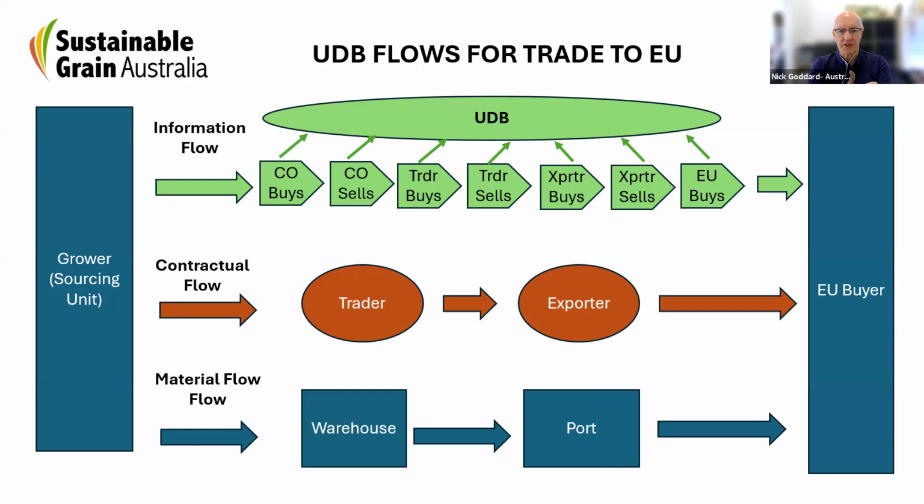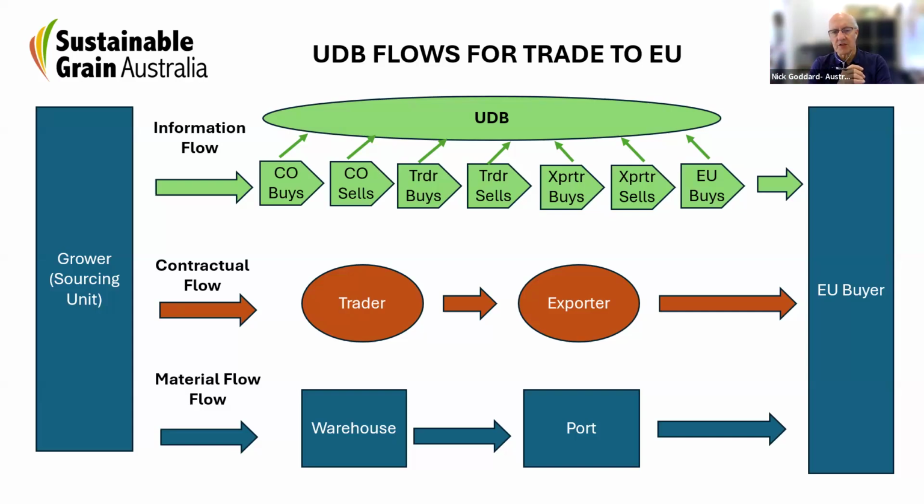As soon as that transaction's been entered into the database, it's then pulled back to yourselves as the traders, who then take ownership of that information. And then as a trader, you are effectively selling that grain onwards to the next party in the supply chain, who also through UDB is buying it and selling it and buying it and selling it until ultimately it gets to the final end user.